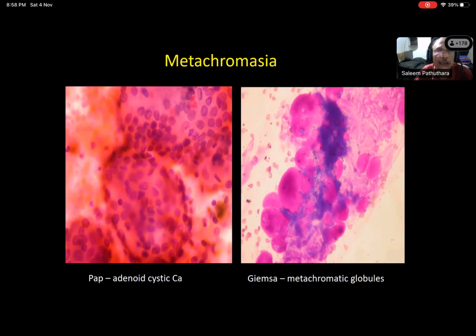Now this is a case of metachromasia. This is an adenoid cystic carcinoma, a salivary gland neoplasm malignancy. You can see on the PAP stained smear we cannot appreciate the basal lamina material. In Giemsa, the basal lamina material has taken a metachromatic crimson color, and the globules can be easily appreciated. The diagnosis can be made easily with the Giemsa.